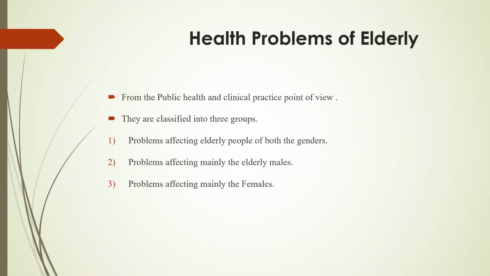The health problems of the elderly can be broadly categorized into three groups. This categorization is based on the public health or clinical practice point of view. One is problems affecting elderly people of both groups, then problems affecting mainly elderly males, and then problems affecting mainly females. We will discuss it step by step. Today in this lecture we will focus on problems affecting elderly people of both genders. Okay, now let us move to the next slide.